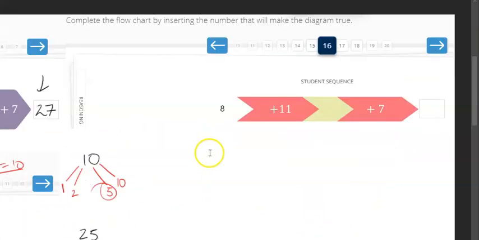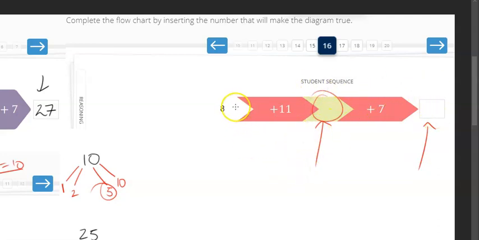And the last type of example question you will get is to complete the flowchart by inserting the number that will make the diagram true. And this is just kind of like any other type of flowchart. The only thing that's different is that there are no middle numbers right here. But that's okay, because all you need to do is just fill out this one number, and we can still do this. We just need to figure out what this number is first, and then we can go to the next sequence.